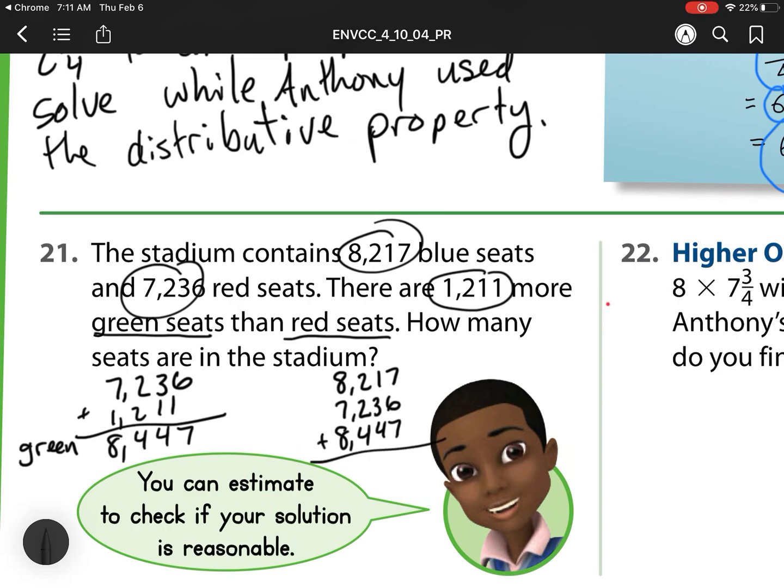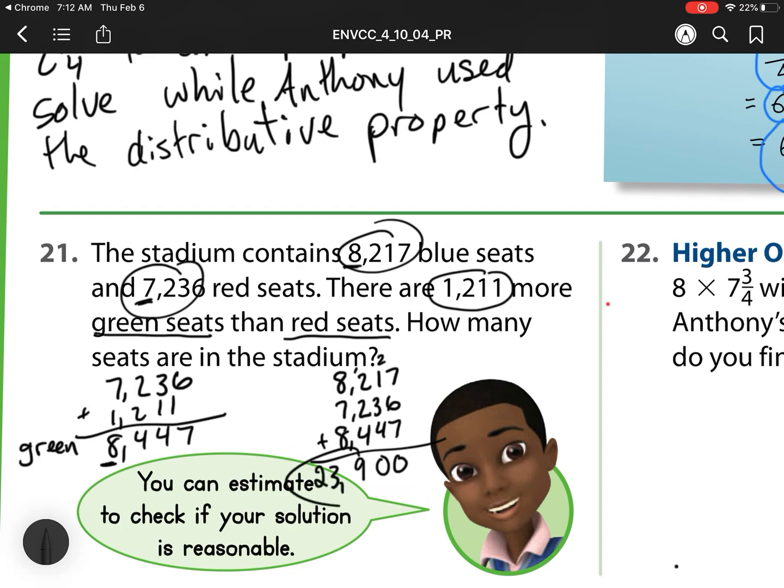And my answer should be close to 8,000 plus 8,000 plus 7,000. My answer should be close to 23,000. 7 plus 6 is 13, plus 7 is 20. 2 plus 1 is 3, plus 3 is 6, plus 4 is 10. Regroup. 2 plus 2 is 4, plus 1 is 5, plus 4 is 9. 8 plus 7 is 15, plus 8 is 23.